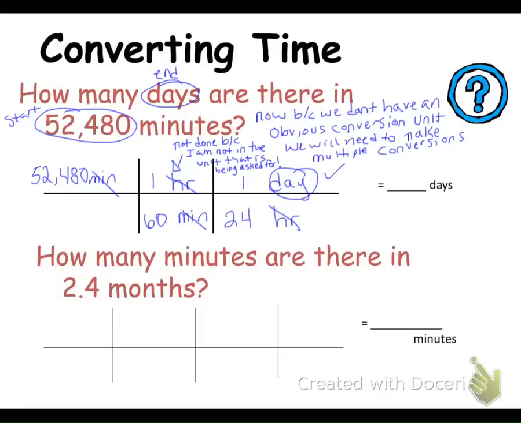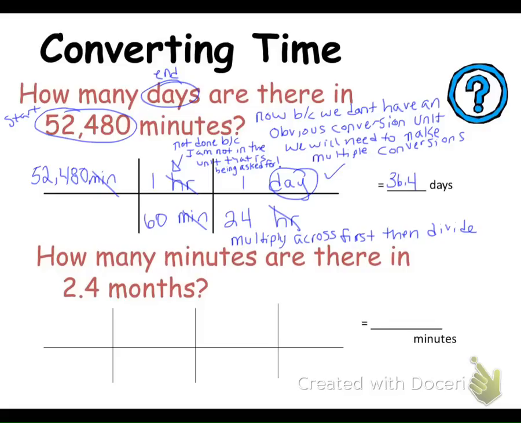I'm going to check my final unit. Is my final unit in what the question is asking me? Yes, it is. I'm in days. And you're going to multiply everything across and then divide. So it's really important that you multiply everything first and then divide again because you don't want to have a calculator error. So once you do that, you should get 36.4 days.